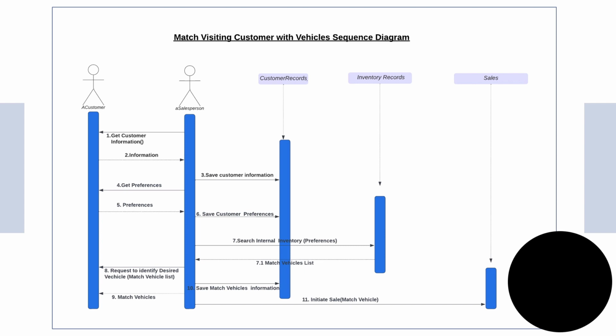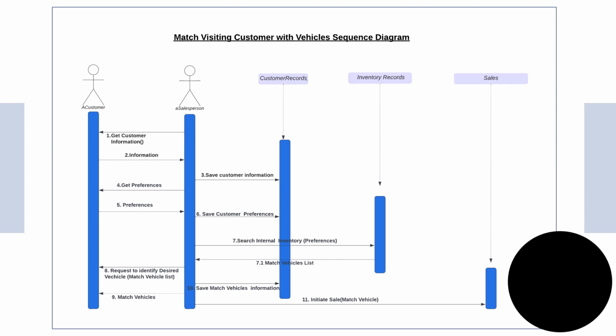So the visiting customer arrives at the dealership and needs to explore vehicle options. Our system aims to provide a specialized experience that considers customer preferences and requirements. The salesperson plays a crucial role in assisting the customer throughout the process. They interact with the customer, understand their needs and preferences, and provide guidance and expert advice.